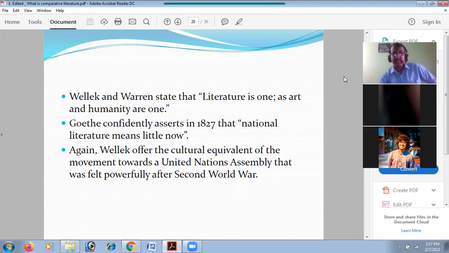Again, Wellek offered the cultural equivalent of the movements towards the United Nations Assembly that was felt powerfully after the Second World War. Wellek also said that after the Second World War there was that cultural equivalent, because before the First World War there was a criticism of high culture, low culture, standard culture, weak culture, several cultural differences. But after the Second World War, that difference between cultures received less appreciation.